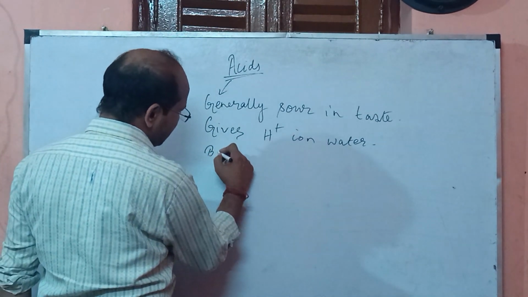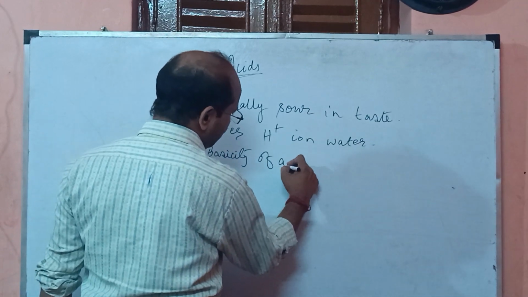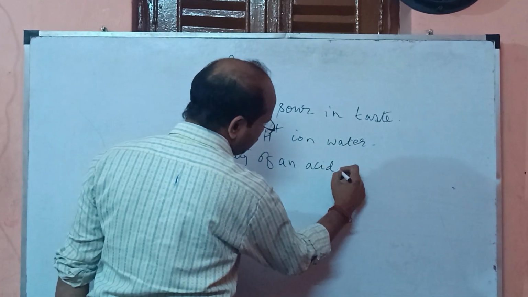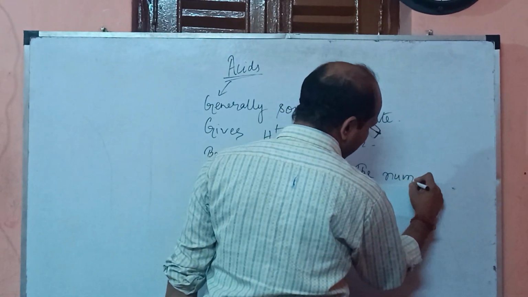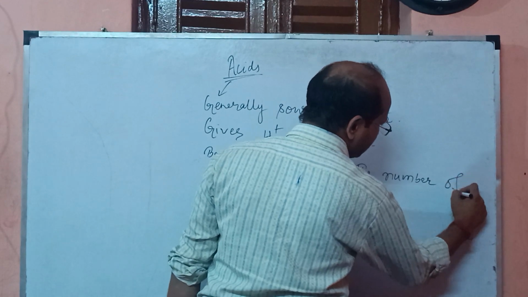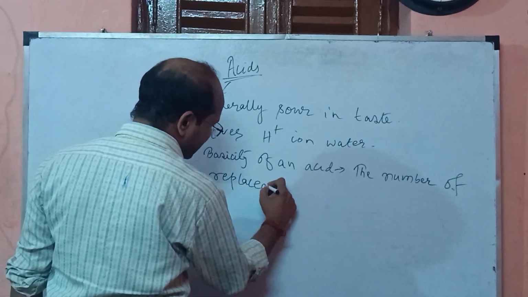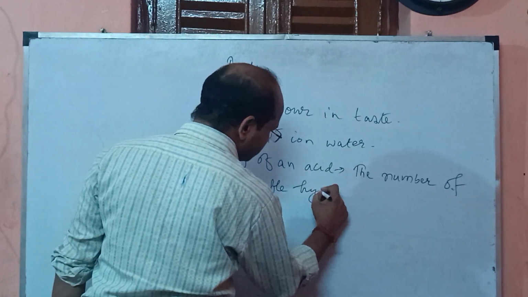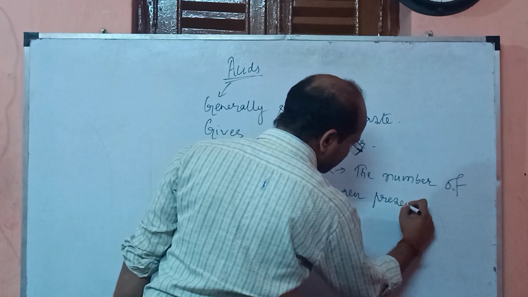There is a term called basicity of an acid. What do you mean by basicity of an acid? The number of replaceable hydrogen present in an acid is called its basicity.